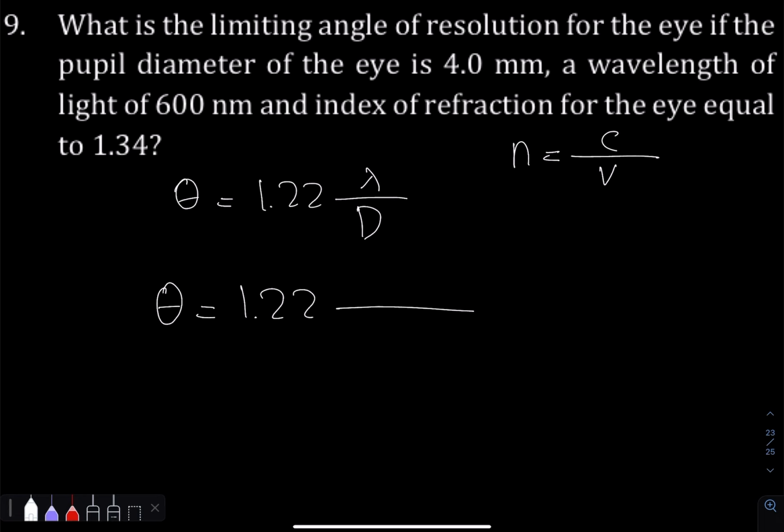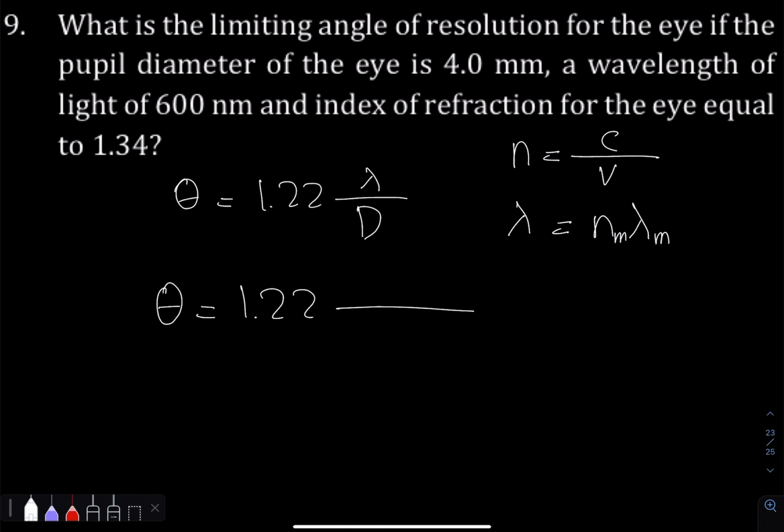So the equation is the wavelength of light that's just in vacuum equal to the index of refraction times the wavelength of light in the medium, right? And M means any medium you have. So in this case, the medium is the liquid inside the eye, right? Because the index of refraction of the eye is equal to 1.34.